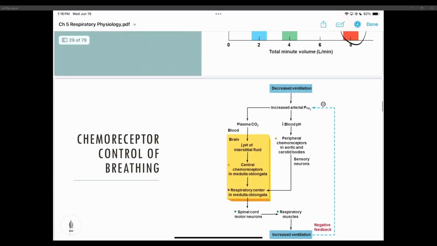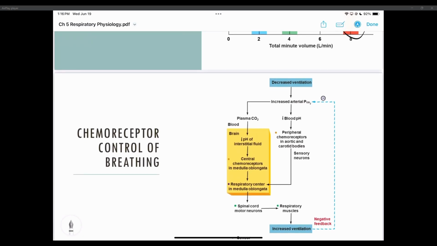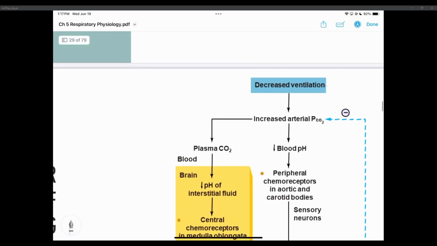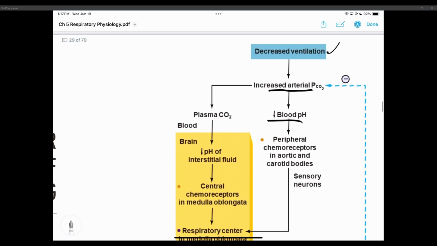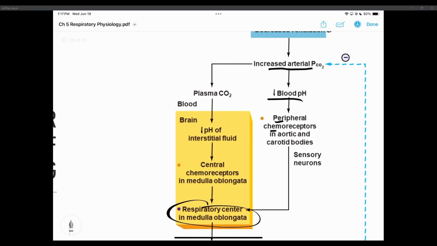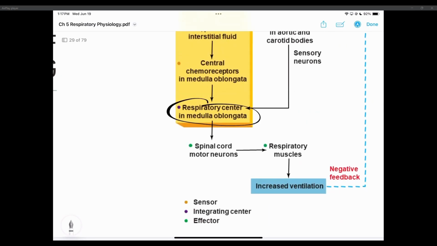Chemoreceptor control. Now we're dealing with our CO2 here. So we have decreased ventilation as the stimulus. We're not breathing enough. We have an increased arterial PCO2. CO2 is starting to build up in our system because we're not breathing enough. That's going to cause your blood pH to drop. That's being sensed by your peripheral chemoreceptors. Remember, pH and O2 are only peripheral. CO2 is central and peripheral. And these sensory neurons go to your respiratory center in your medulla oblongata, obviously to increase your ventilation.